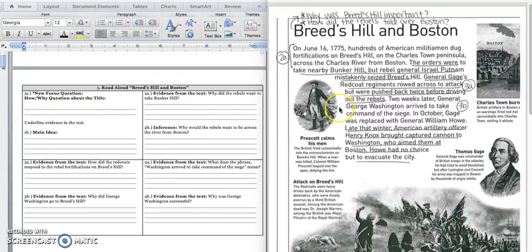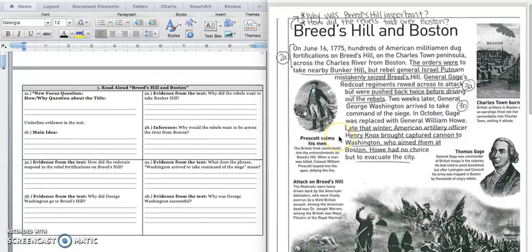Two weeks later, General George Washington arrived to take command of the siege. In October, Gage was replaced with General William Howe. Late that winter, American artillery officer Henry Knox brought captured cannon to Washington, who aimed them at Boston. Howe had no choice but to evacuate the city.